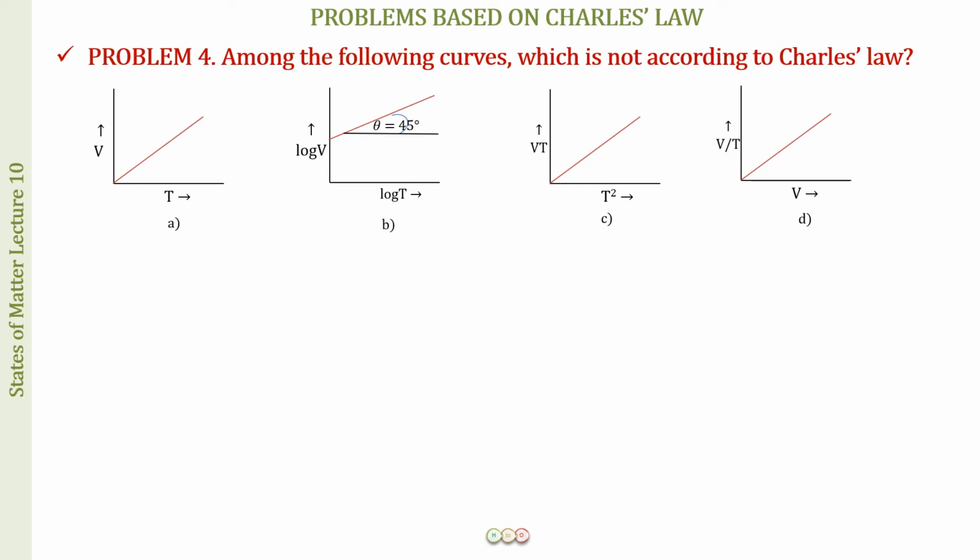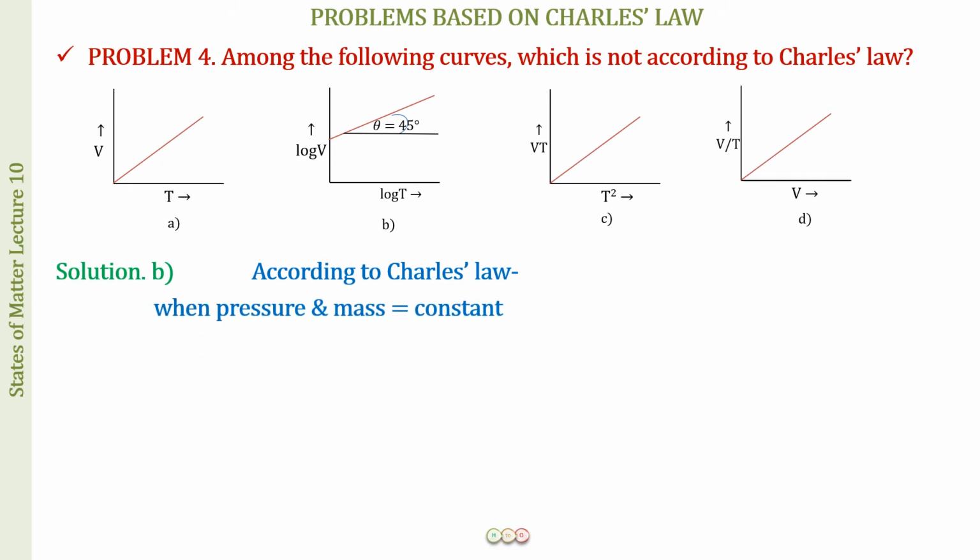So you have four choices in front of you. The first choice, if you look over here, is a graph between V and T, and you already know that for Charles law, the volume is going to be directly proportional to temperature. With an increase in temperature, the volume is going to increase and it is going to be a straight line graph, right? So this choice is going to be correct. Next we have a graph for log V versus log T. So let us look at the solution to this, so that would be easy to understand. According to Charles law, the pressure and mass are going to be constant.